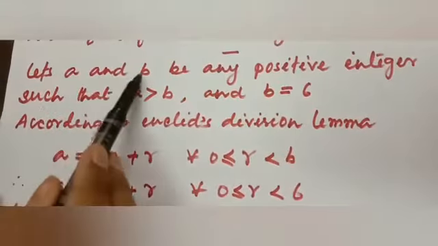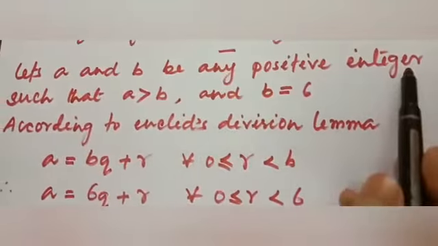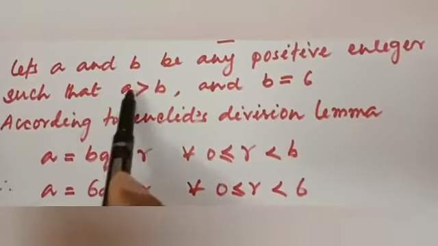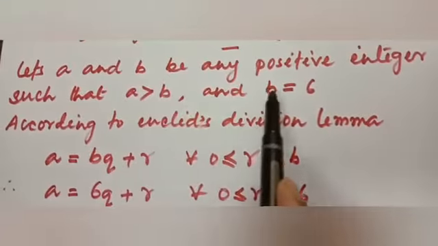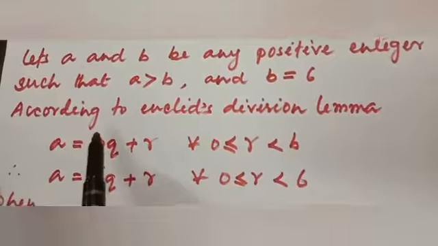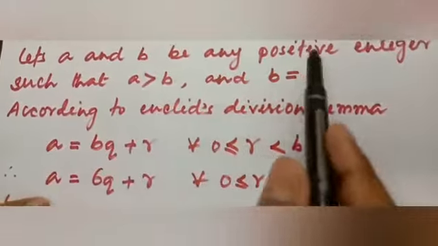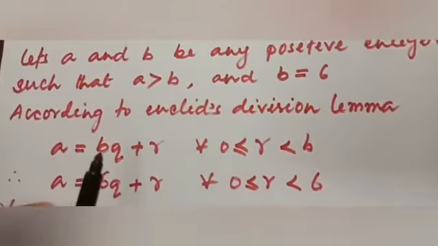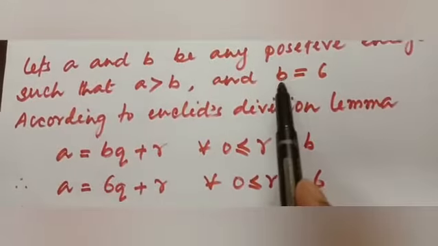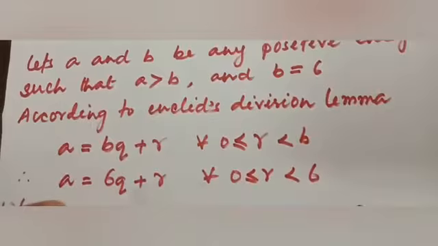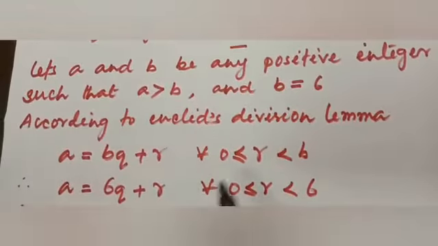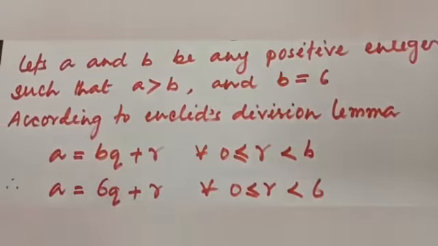Let a and b be any positive integers such that a is greater than b and b equals 6. So we are taking a and b as any positive integers. Therefore we can take any value of b. In this case, according to the demand of the question, we take b equal to 6.